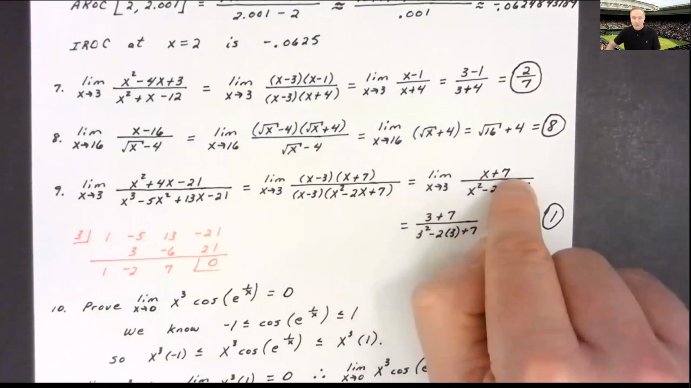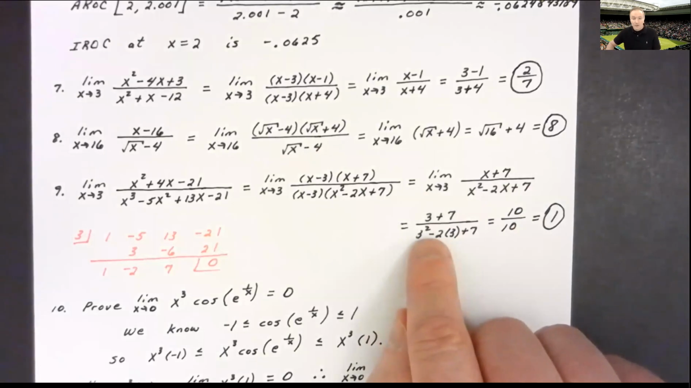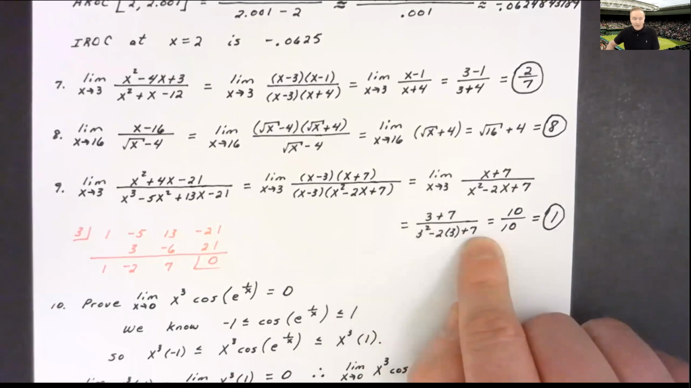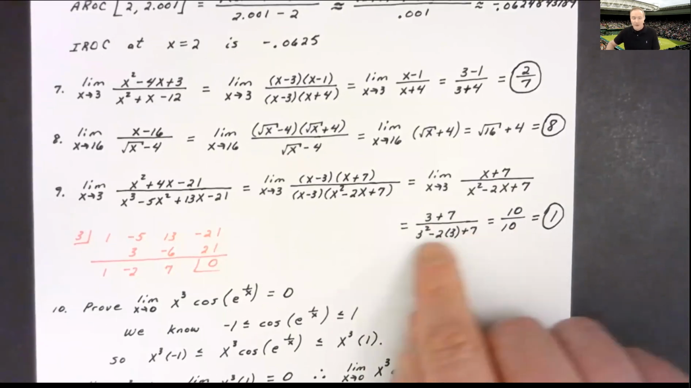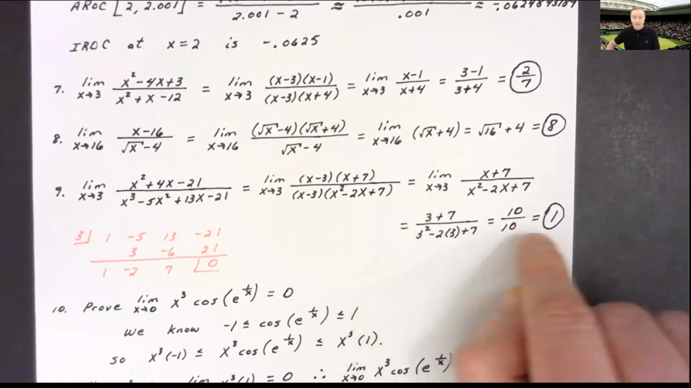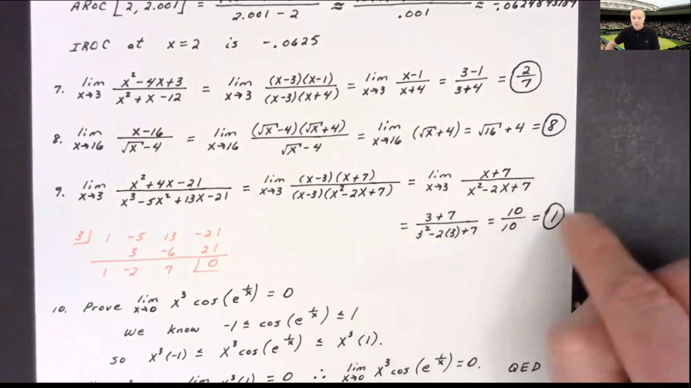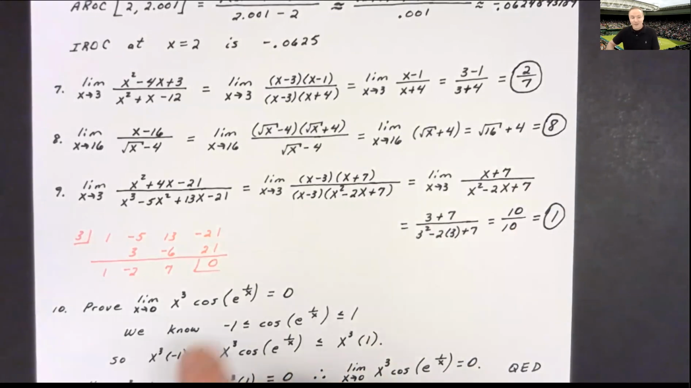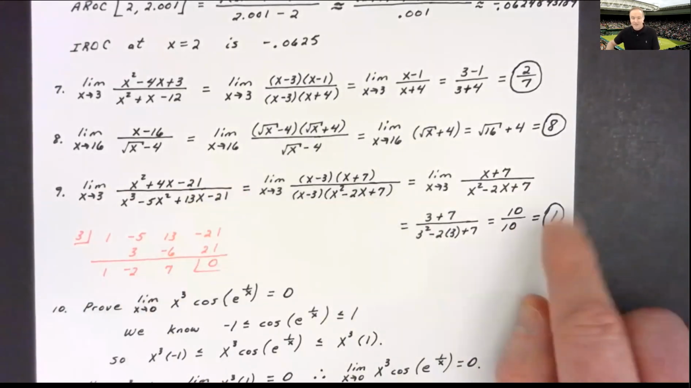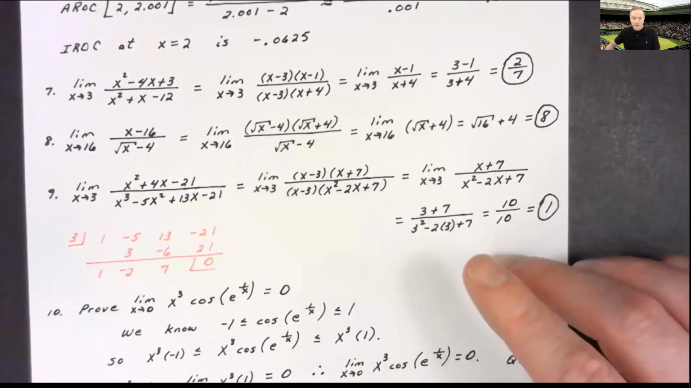Your numerator is going to become 3 plus 7. Your denominator, 3 squared minus 2 times 3 plus 7. And that gave me a denominator of 9 minus 6 plus 7, which was 10. Of course, numerator 10 as well, simplified down to be 1. So the limit as x approaches 3 of this function, nice answer of just a little 1 there.